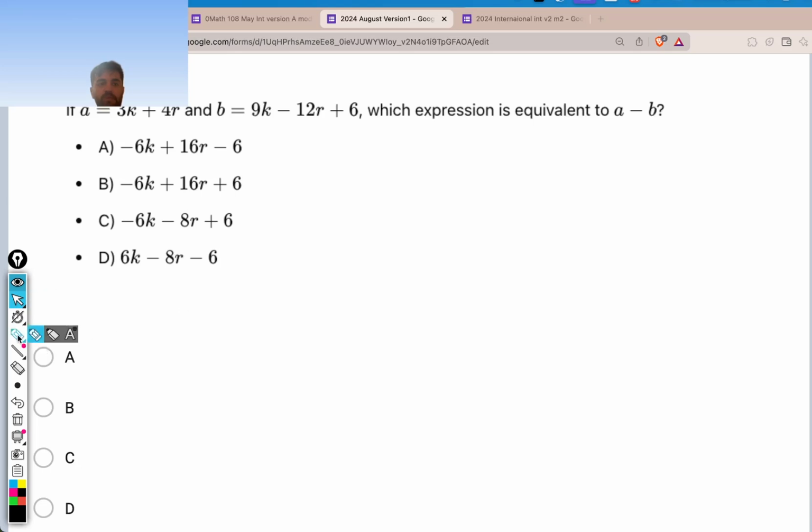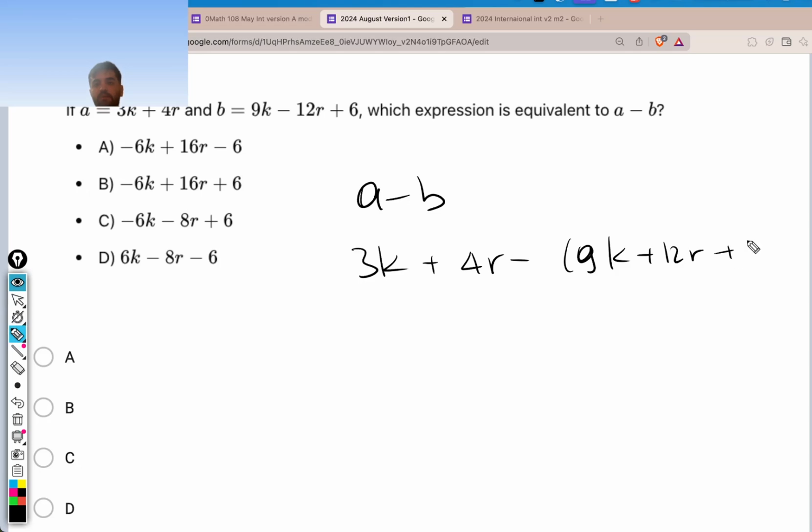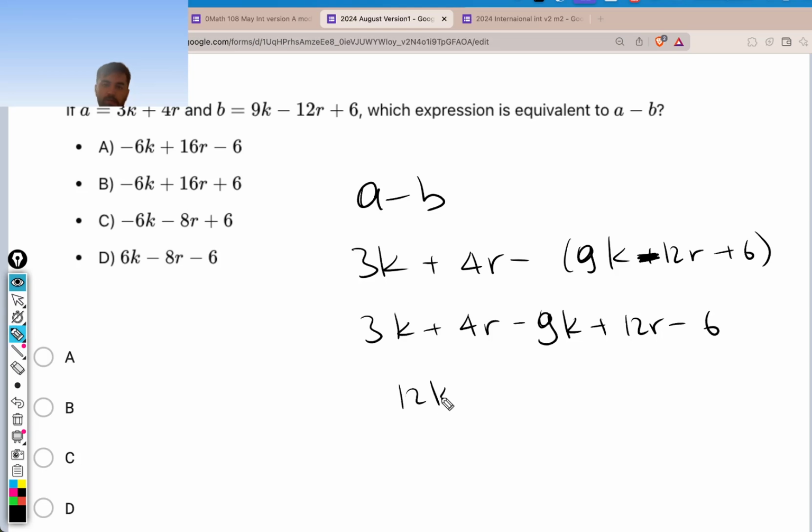10. What's the value of a minus b? A is 3k plus 4r minus 9k plus 12r plus 6. No, minus. It's also minus. Then we have to open this bracket. Also, you can put some value instead of k and r. It will also be correct. 12k plus 16r minus 6. No. 3k minus 9k will be negative 6. It is negative 6k. Okay, answer is A.